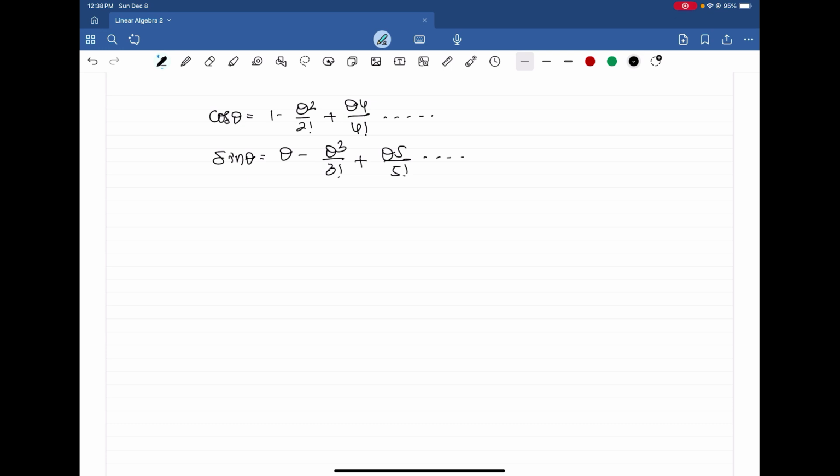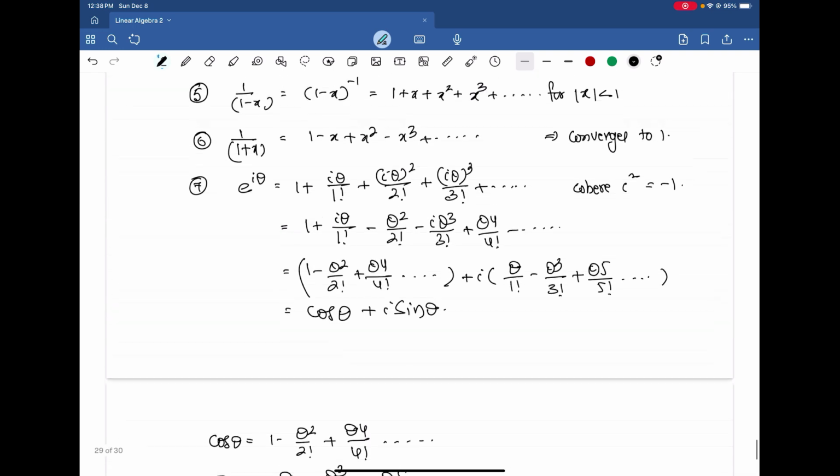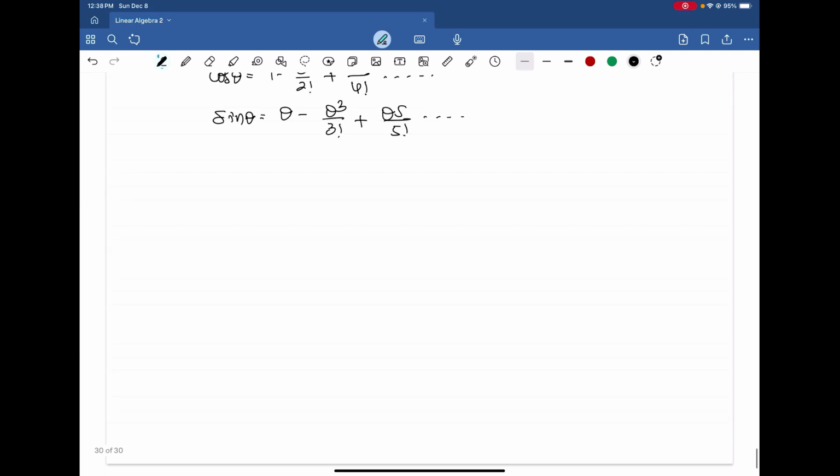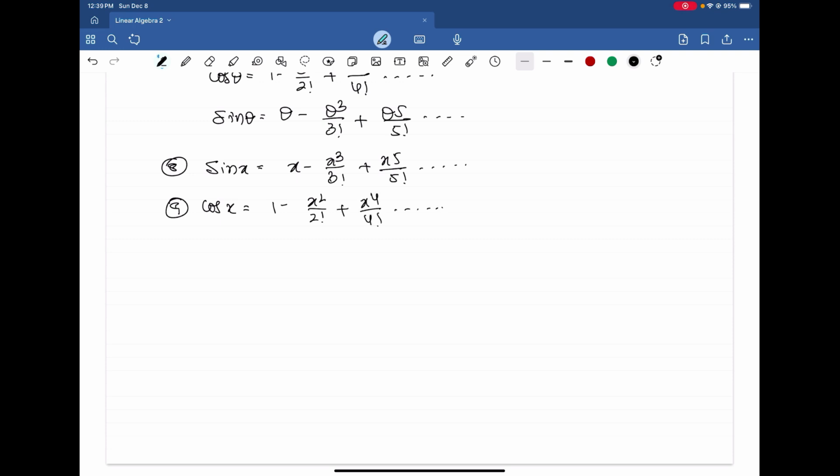Instead of theta, you can even say that, next equation: sin x is equal to x minus x cube by factorial 3 plus x to the power of 5 by factorial 5 and so on. Cos x is equal to 1 minus x square by factorial 2 plus x to the power of 4 by factorial 4 and so on.